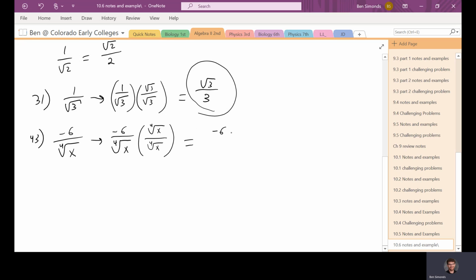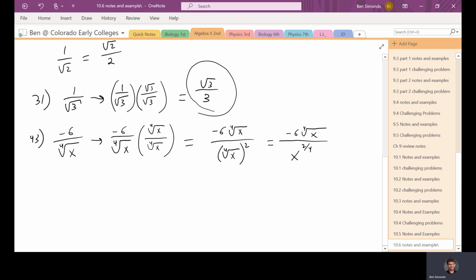Then on top we'll have negative 6 times the 4th root of x. On bottom, we'll have the 4th root of x squared. And so we're not quite rational yet, right? Because this is technically we've got x to the 2 over 4, right?